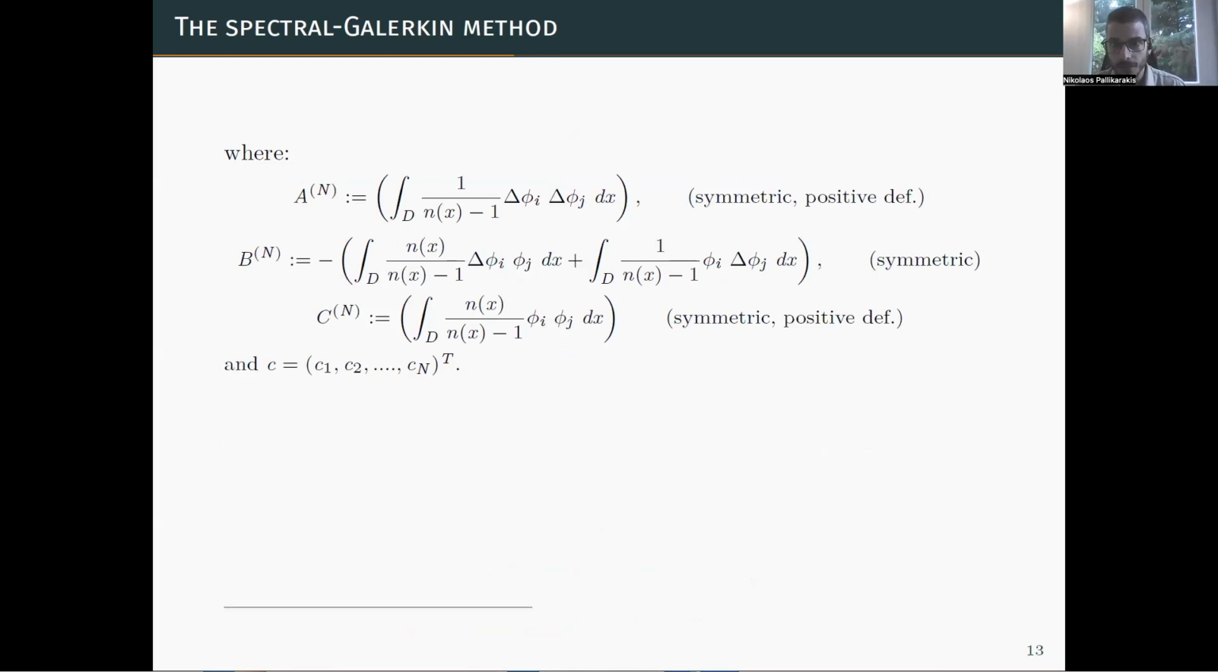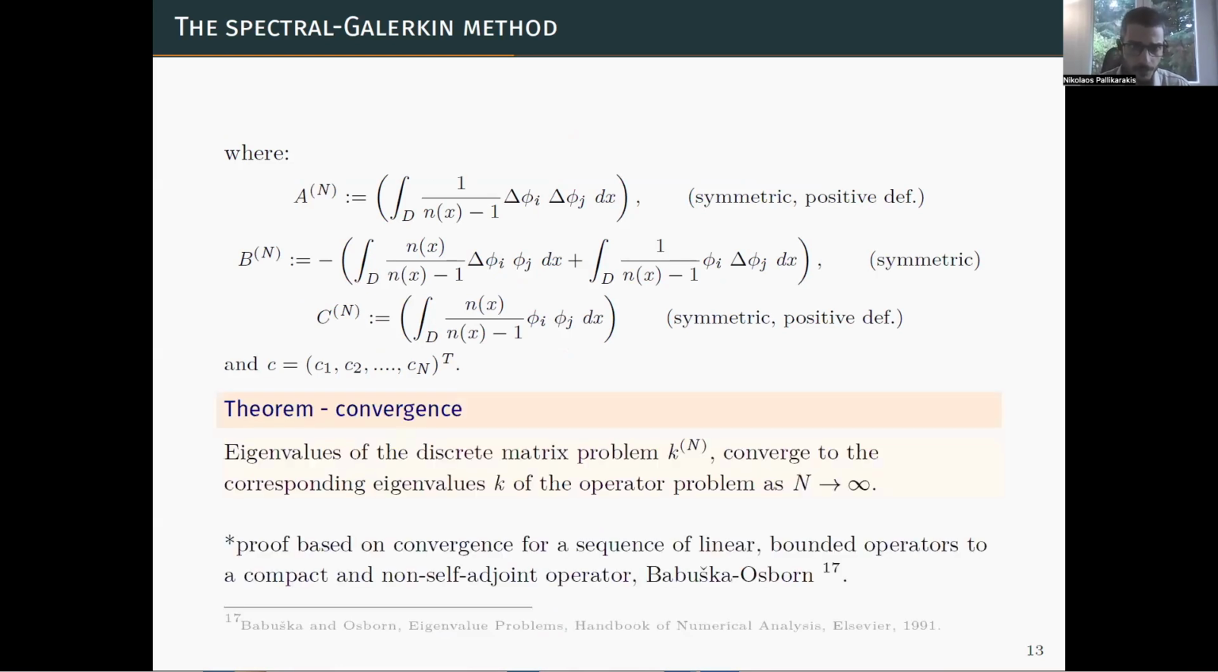All of them are symmetric. So we started from a non-self-adjoint eigenvalue problem to end up with a symmetric quadratic eigenvalue problem, where the first and the third are positive definite. And in that paper, we also show that the eigenvalues of the discrete problem converge to the corresponding original ones. And this was based on using some results from Babuska and Osborn.